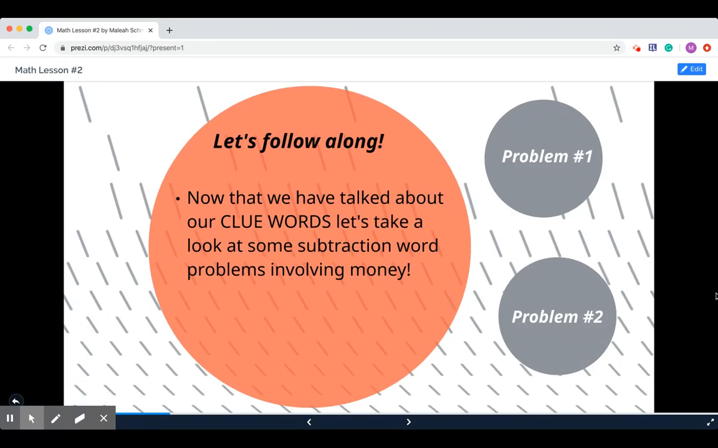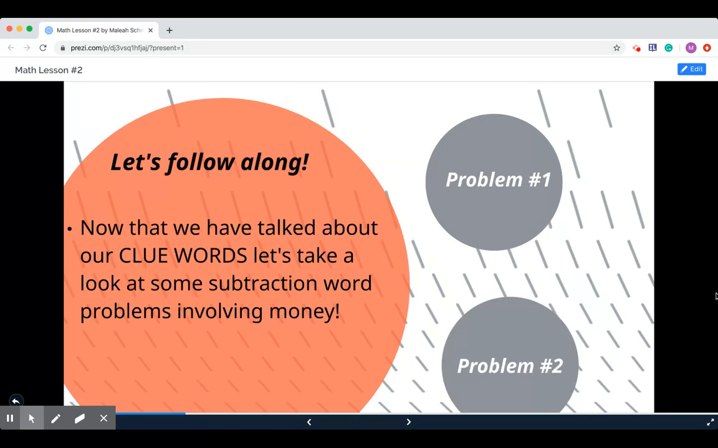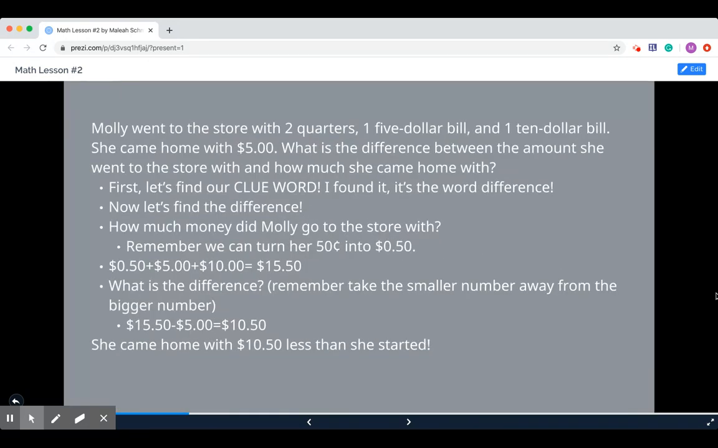Okay, now that we have talked about our clue words for subtraction, let's take a look at some subtraction word problems involving money. So you guys can just follow along. I'll walk us through the steps. If you want, you can follow along and write them down on a piece of paper, or you can just listen. You can always go back and listen to the video again if you need to.